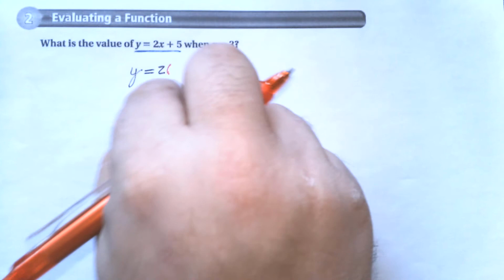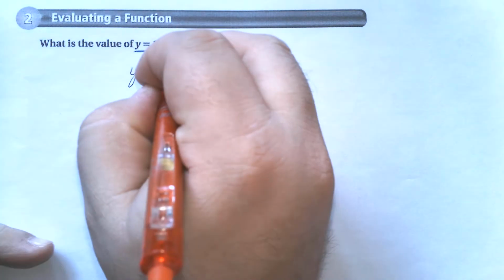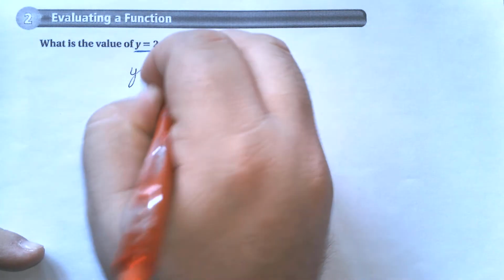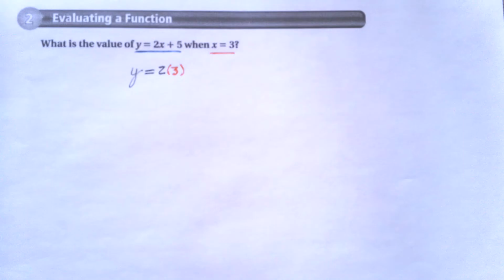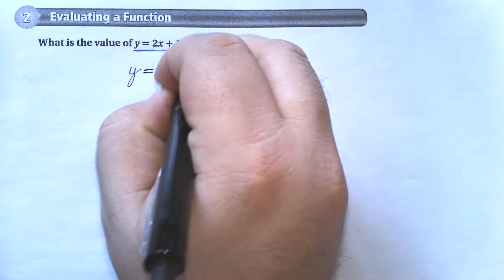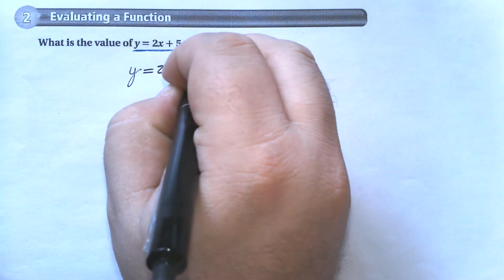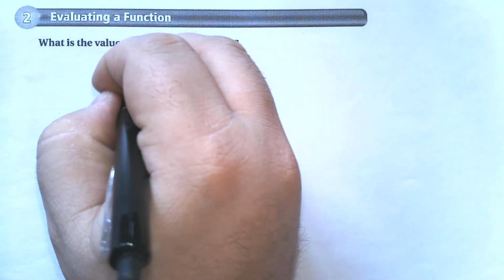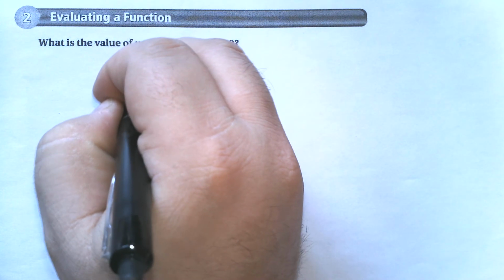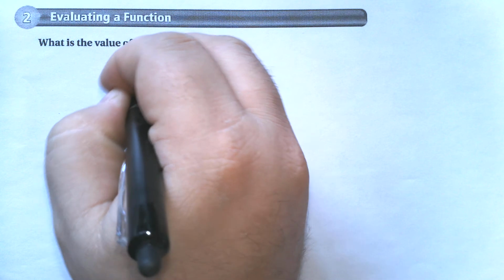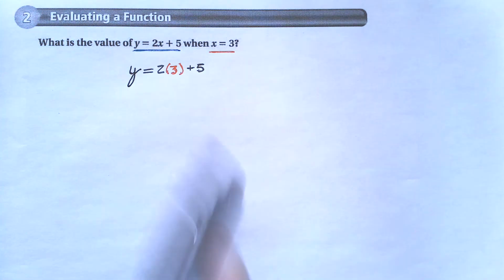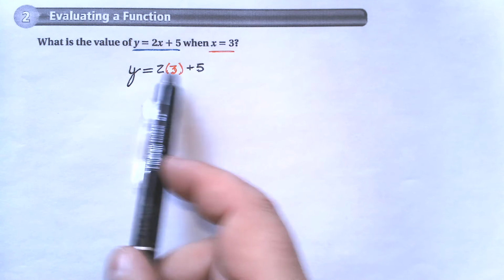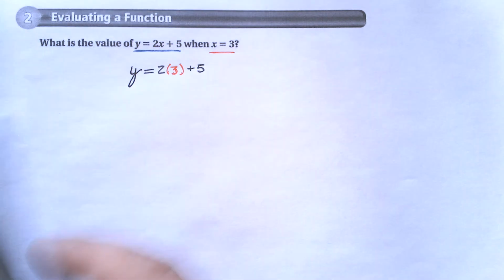Now I always indicate substitution with parentheses. Just a good solid practice. And then plus 5. So anywhere there was black ink, that was the original equation, the original function, also called an equation. And then the one place there was an x. If there was more than one place with x, there would be a 3 in each place.